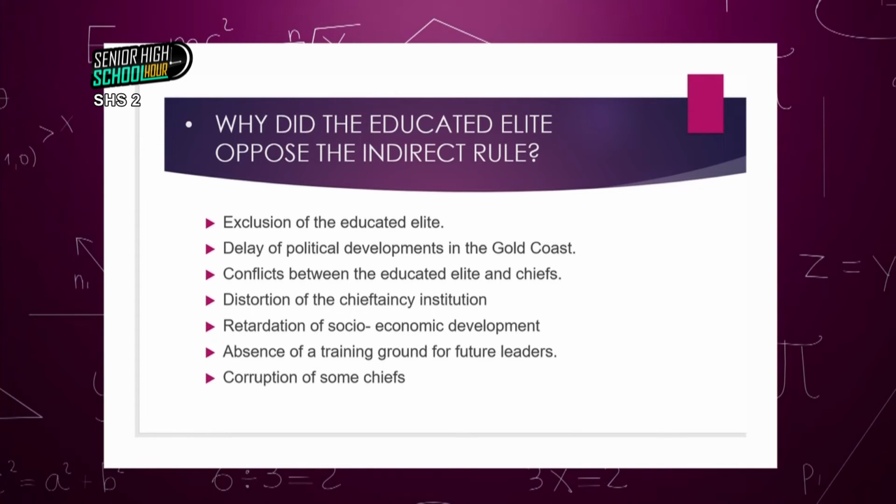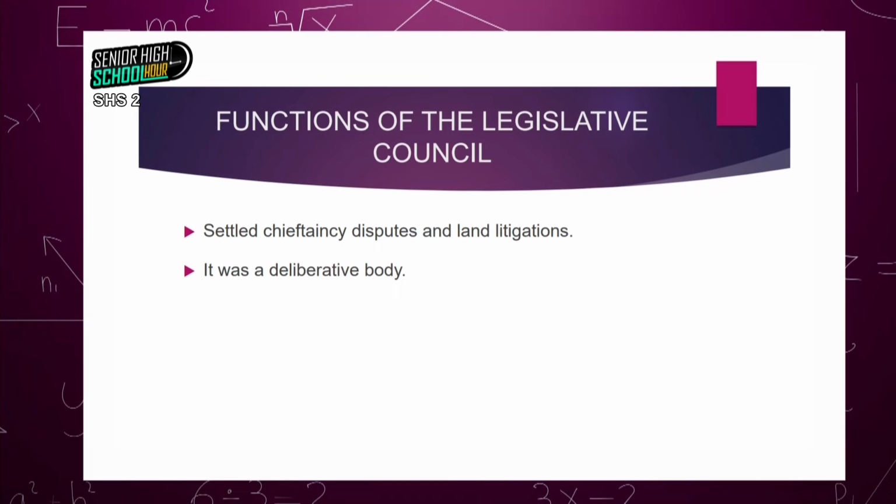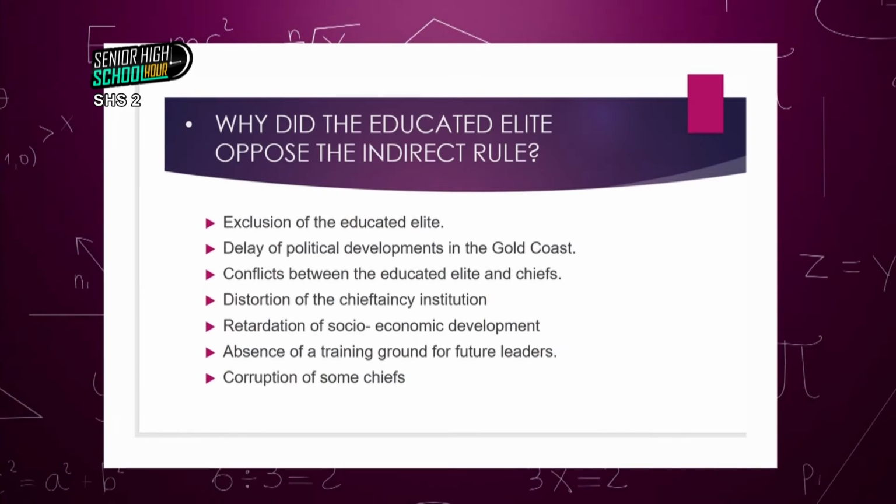Why did they say they didn't want it any longer? What was that feeling they had that the indirect rule was not appropriate for the Gold Coast? One, if it was that appropriate, then we say that they were excluded.